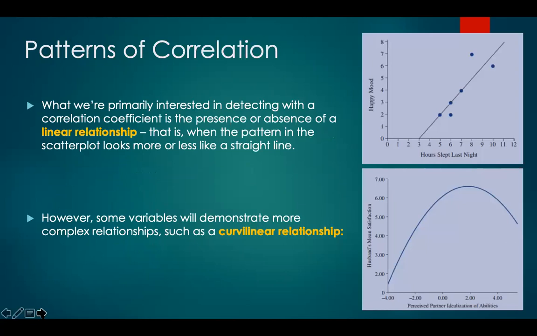What we're primarily interested in detecting with a correlation coefficient is the presence or absence of a linear relationship. That is, when the pattern in the scatter plot looks more or less like a straight line, as you can see here. However, some variables will demonstrate more complex relationships, such as a curvilinear relationship, like the one seen here. So you can see this parabolic function.